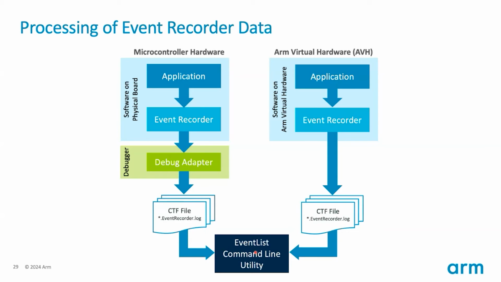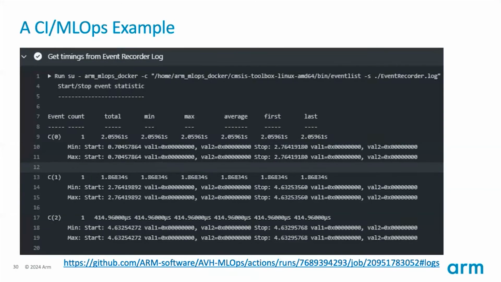And then we have an open source tool called Event List. It's a command line utility that basically translates this CTF format into human readable format, which then looks something like this. So again, this is also a CI MLOps example that is available under this GitHub link here. We are using that in nightly build tests of, for example, this MLOps example, and then you can see the event counts and total, min, max, average time, whatever. In different stages, depending on how you annotate your code.